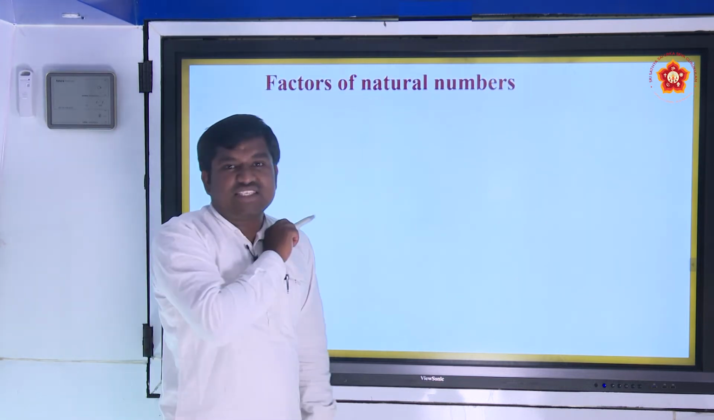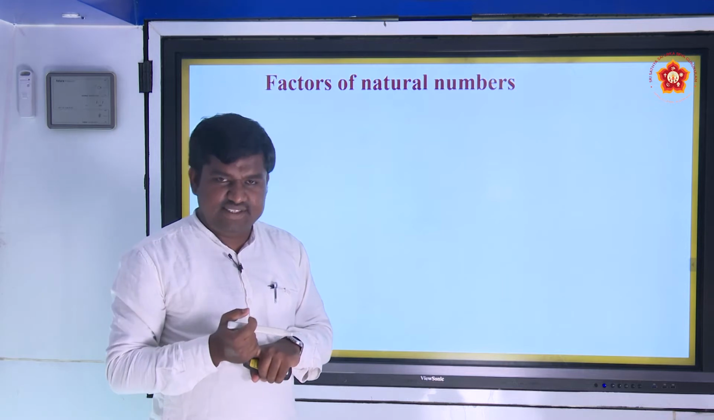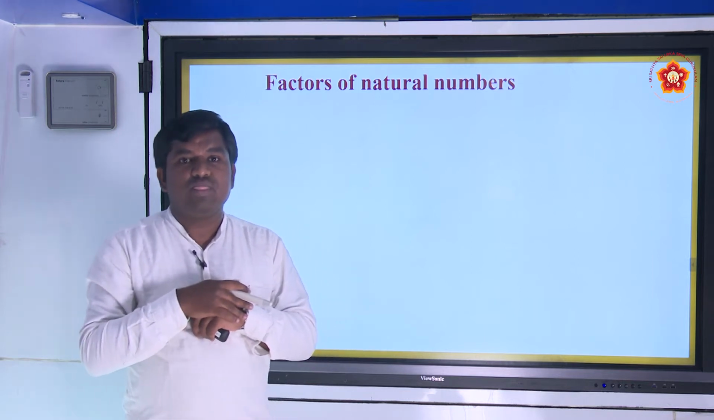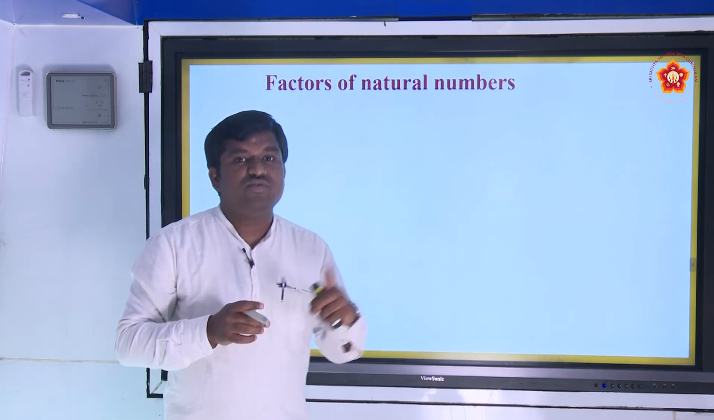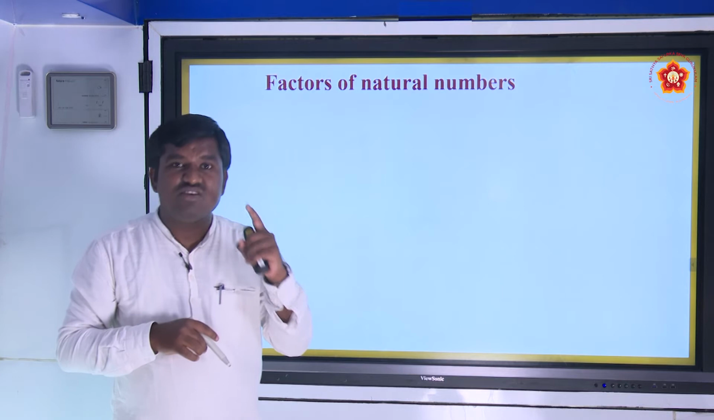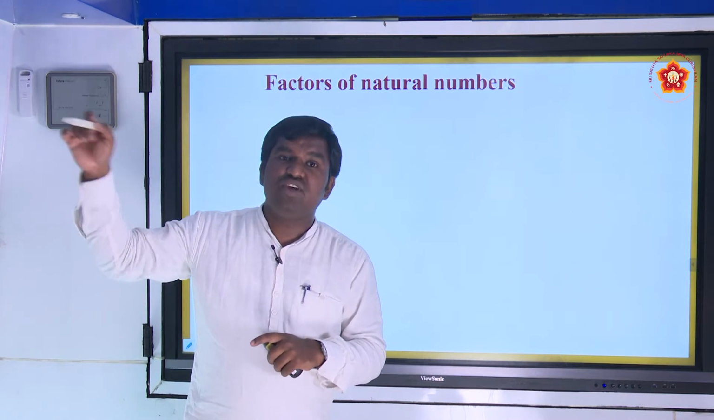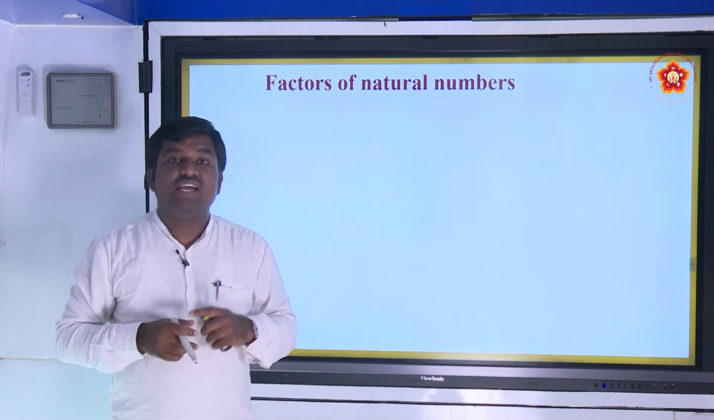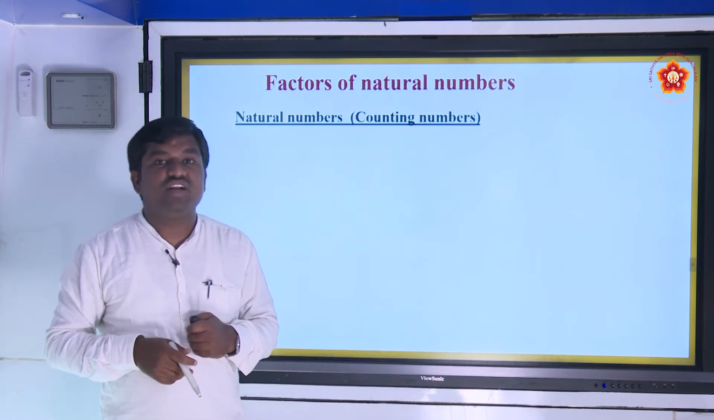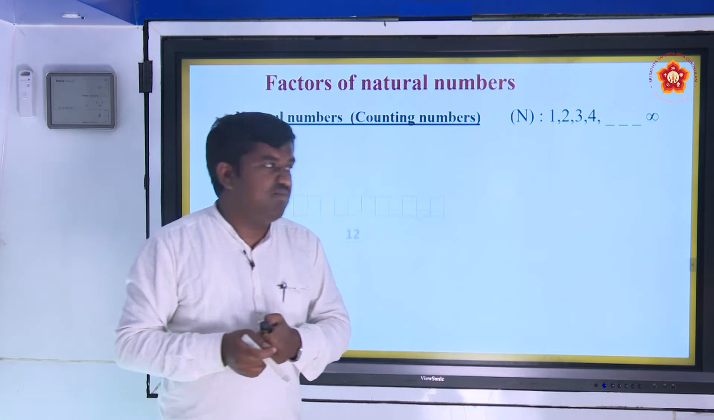Next, factors of a natural number. Okay, what is meant by natural number? Suppose I tell you to count how many doors are in your room. You start counting from 1, not from 0. 1, 2, 3 like that. You start from 1 only. So 1, 2, 3, 4, 5 up to infinity, these numbers are called counting numbers, also natural numbers, and denoted by the symbol N. See, these are natural numbers or counting numbers.